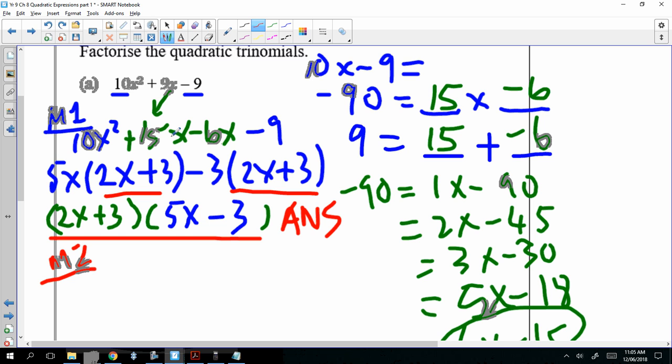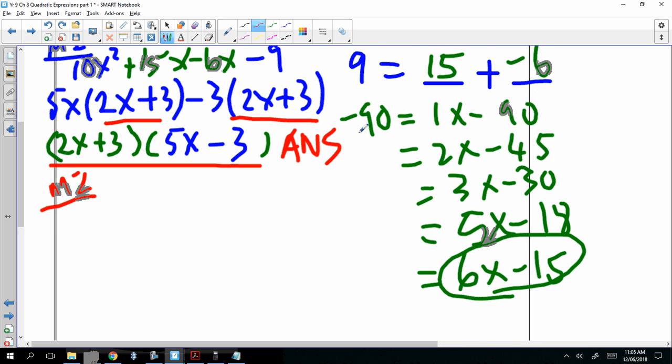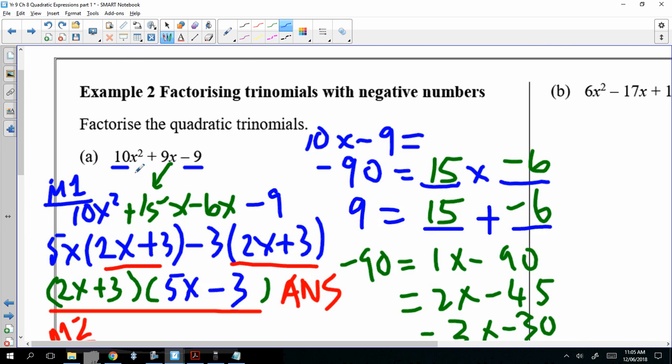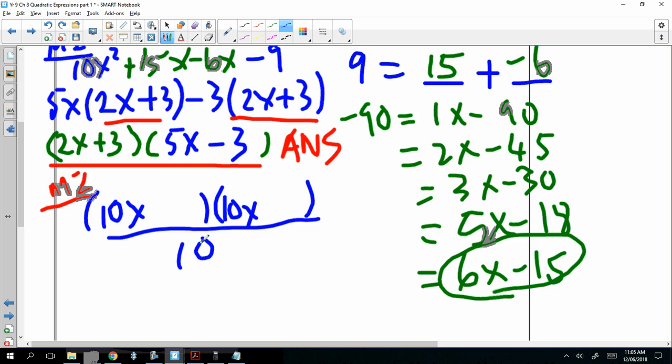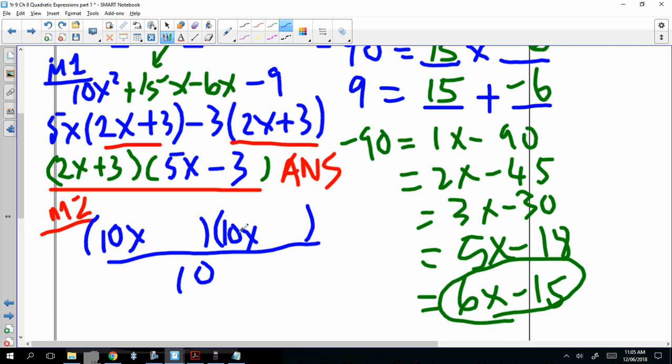All right, let's do the second method. The expression is 10x squared. So you write 10x over 10. If the first number is 10, you write 10 everywhere. And what do you put in the other bit? You put the 15 and the minus 6. See the 15 and minus 6? Put it here. I think you probably prefer this method. It doesn't require as many steps.